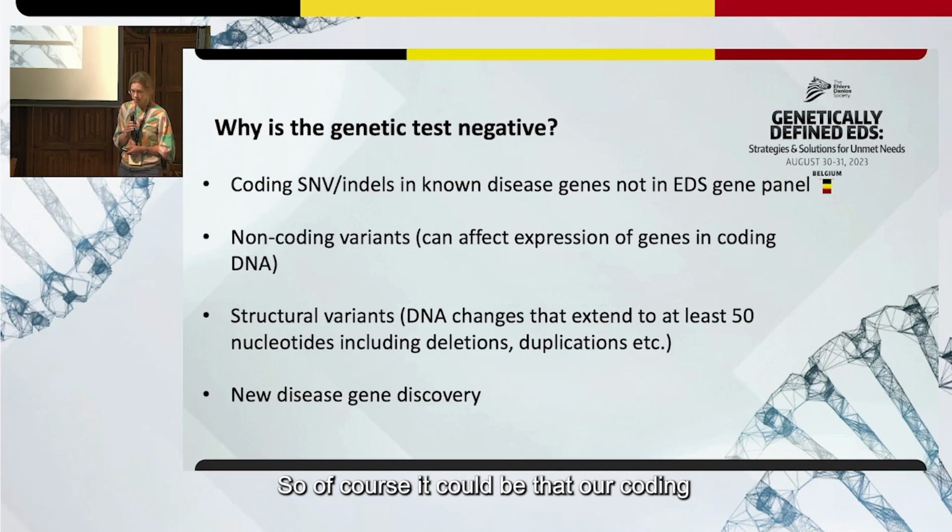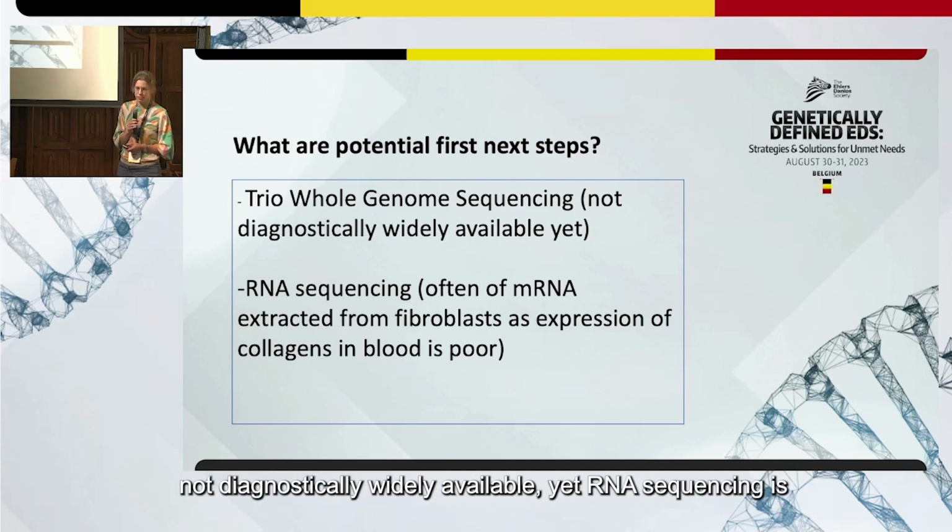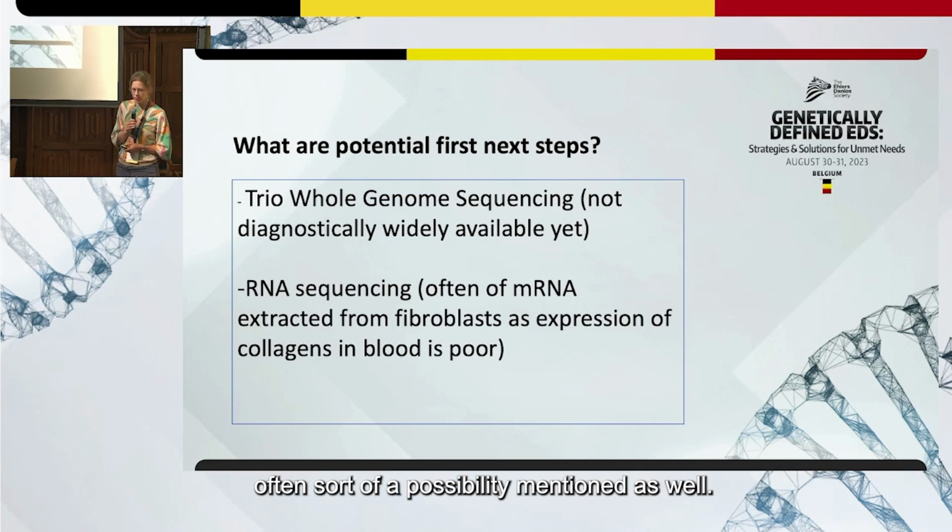Of course it could be that there are coding SNVs or indels in known disease genes that are not in the panel that was applied. There can also be the option of non-coding variants, the option of structural variants, and of course it can always concern a new disease gene discovery. So these are always possibilities to keep in mind. What are potential next steps? Trio whole genome sequencing is a potential next step, but of course we already mentioned that it's not diagnostically widely available yet. RNA sequencing is often mentioned as a possibility as well.